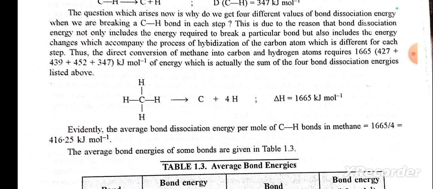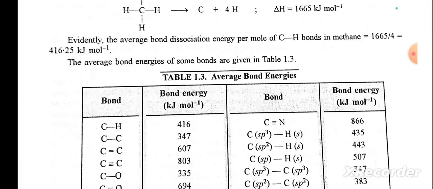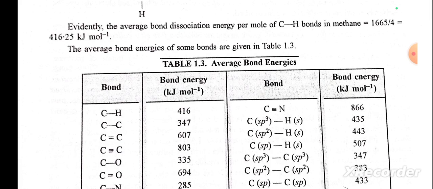This is due to the fact that the bond energy does not only include the energy required to break a particular bond, but also the energy change which accompanies the process of hybridization of the carbon atom, which is different in each step. Directly converting methane into carbon and hydrogen atoms requires 1665 kilojoules per mole, which is actually the sum of the 4 bond dissociation energies listed above. Therefore, the average bond energy per mole of the carbon hydrogen bond in methane is equal to 416.25 kilojoules per mole.